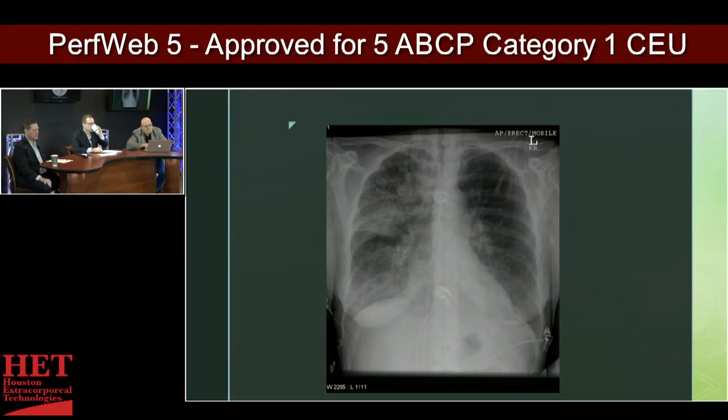Okay, the lungs look pretty, I don't know, the right lung, I'm really stumped on this one. What do you see, Joe? Just talk about it. What do you see?